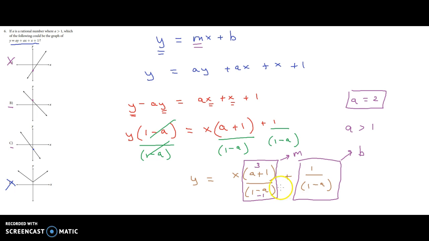And then the last thing that we got to check is, all right, if we picked a as 2, plug that in here. Let's see what happens. Well, we have 1 over 1 minus a. That would be 1 over 1 minus 2, which is equal to 1 over negative 1. So that is negative, meaning we have a negative intercept. So that means this one is out, because that has a positive intercept. It's got to be this one. And there's our answer. Hopefully that was helpful.